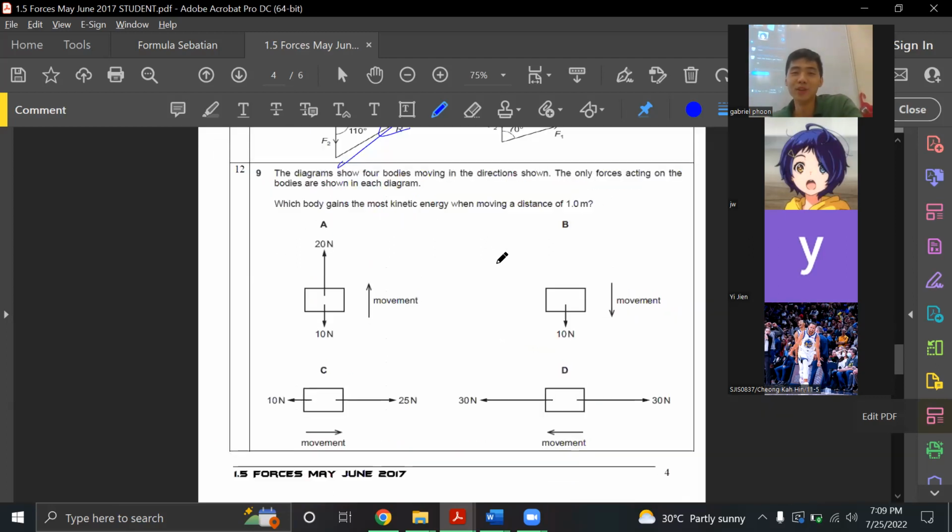Okay, everyone pay attention to question 12. This one here, they want you to find which one has the greatest kinetic energy. We all know for a fact that kinetic energy is dependent on velocity, right?